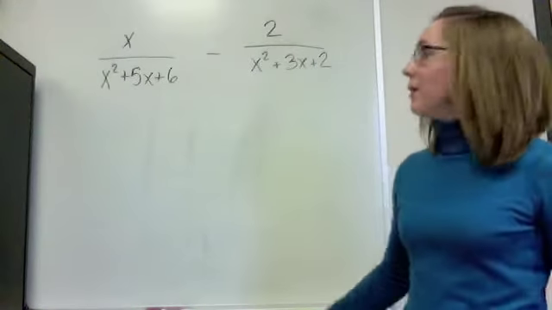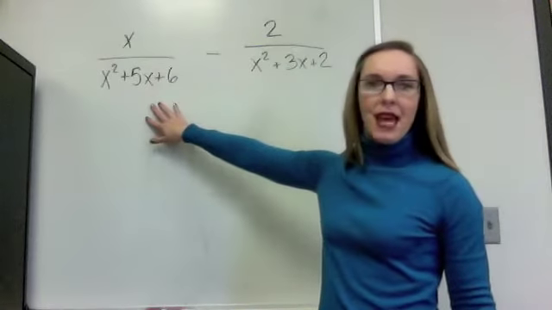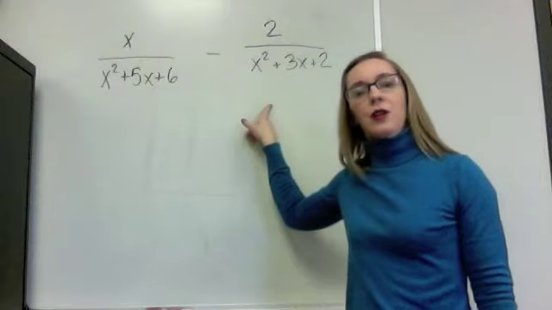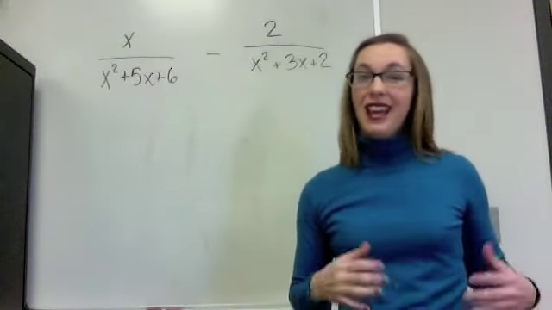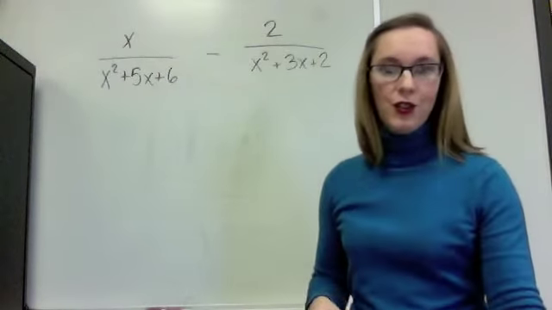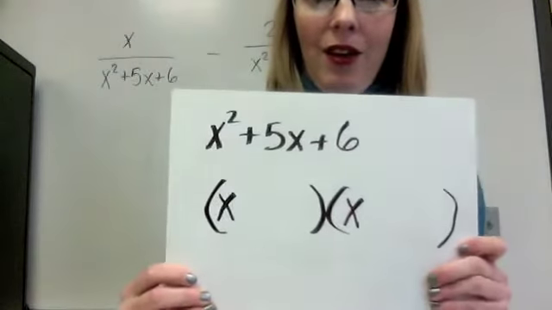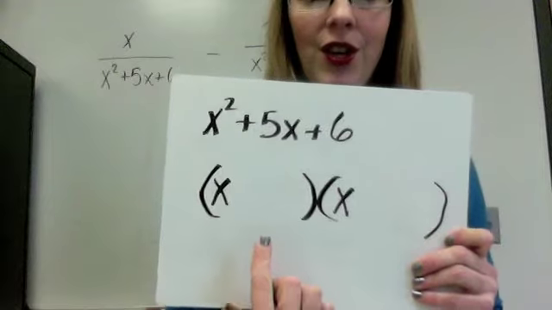Next example, here we go. It says x over (x squared plus 5x plus 6) minus 2 over (x squared plus 3x plus 2). And again, we have to have a common denominator. So, breaking out the little boards. We have to factor. So, let's see here.